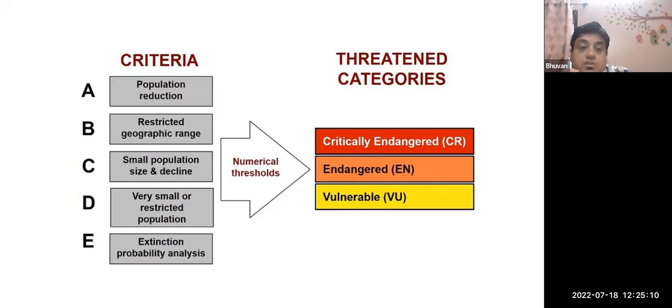The fourth criterion is a very small or restricted population, especially populations of endemic species, which we discussed in the last lecture. And the fifth one is extinction probability analysis, in which the species are subjected to probability analysis: if human activities continue unrestricted or unabated, how much probability is there that the species are pushed towards extinction? Accordingly, they are categorized into 3 categories, that is vulnerable, endangered, and critically endangered.